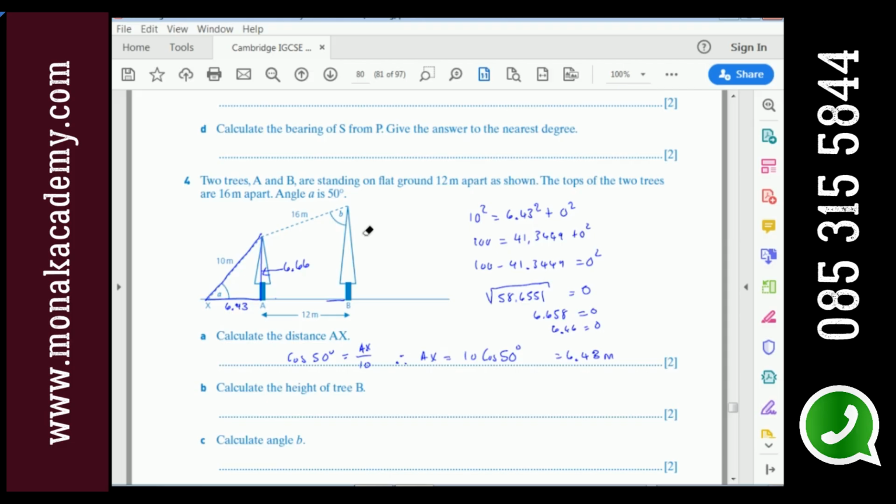Using SOHCAHTOA, using sine and cosine rule, and using Pythagoras theorem. That's it. All right. So now your mind is clear. It's trigonometry. Maybe you forgot to say trigonometry in your head, but now at least you know I need to be using SOHCAHTOA, Pythagoras, and what.